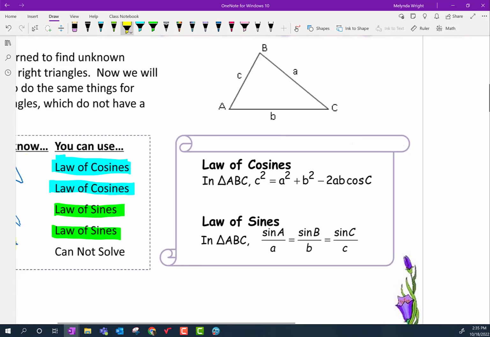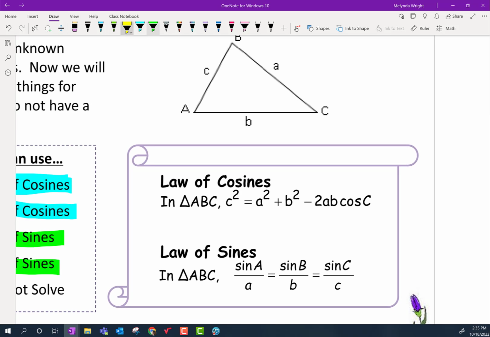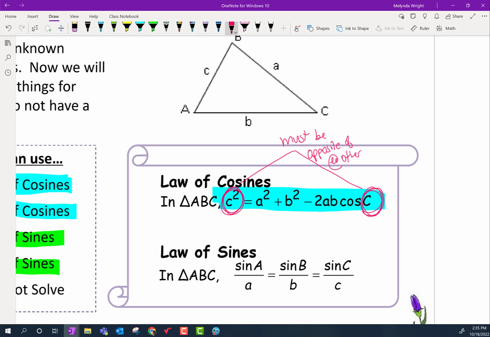So the formulas, we've got the law of cosines. The one thing that we want to really, really be sure we remember is that this side measure and this angle measure must be opposite each other. We don't really care about the names of them. They don't have to be named C, but they must be opposite of each other. That's a requirement.